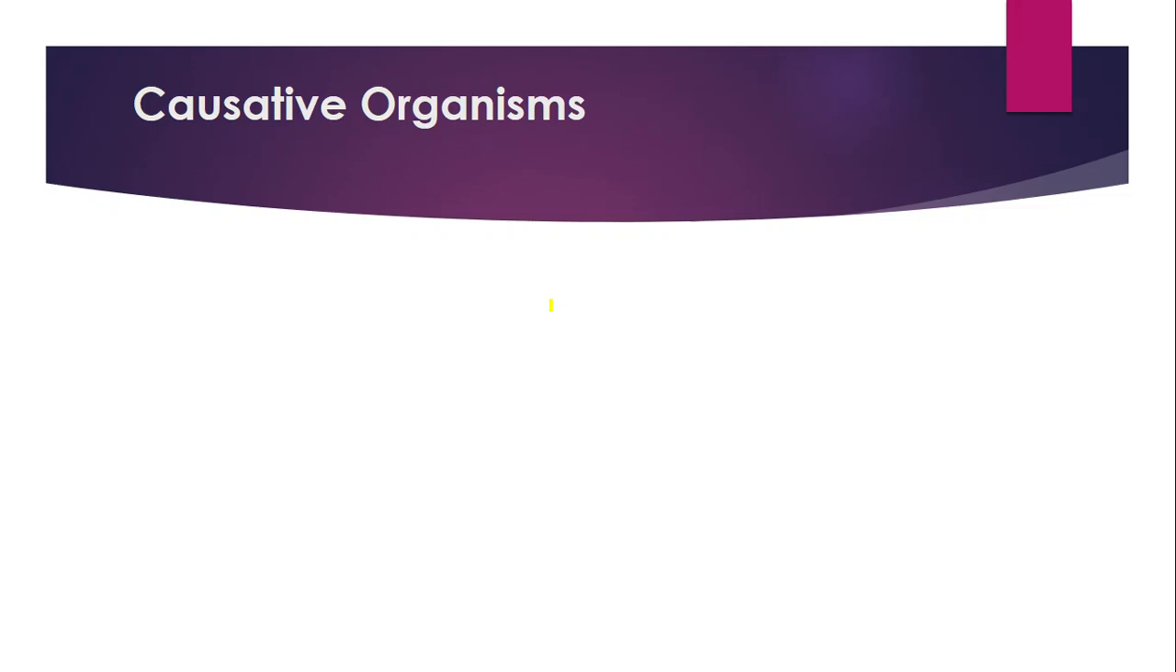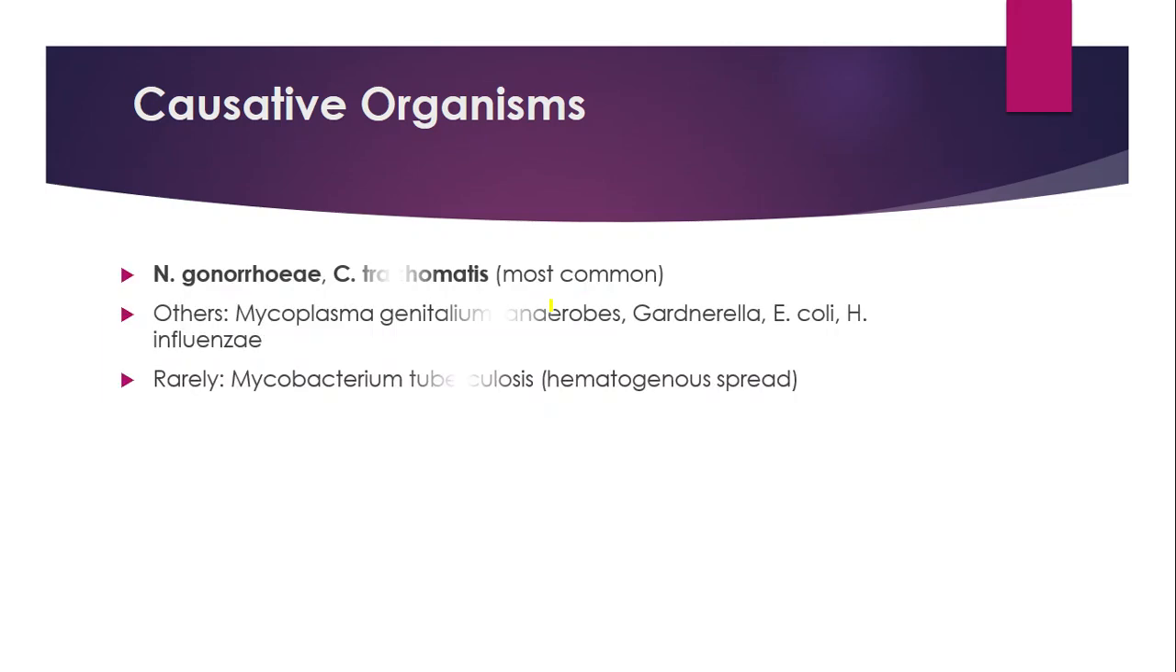Now, what are the causative organisms in pelvic inflammatory disease? Neisseria gonorrhea and Chlamydia trachomatis are the most common organisms in PID. Others may include Mycoplasma genitalium, anaerobes, Gardnerella, E. coli, and Haemophilus influenza. Rarely, you may see Mycobacterium tuberculosis. That's when there is a hematogenous spread.